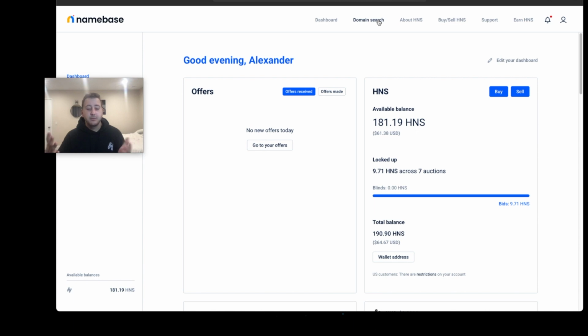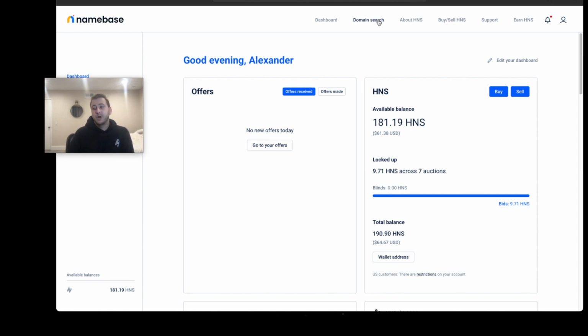When you buy a name, it's already gone through that process. Somebody's already thought of it. They started an auction. Somebody inevitably won that auction, and they've decided to put it up for sale. And you've come in with the appropriate amount of HNS to purchase it. So now you're the owner of that name. And that's the difference.